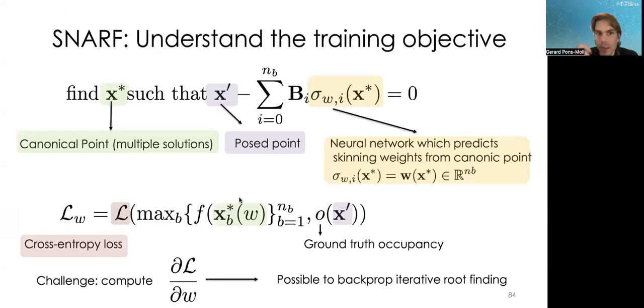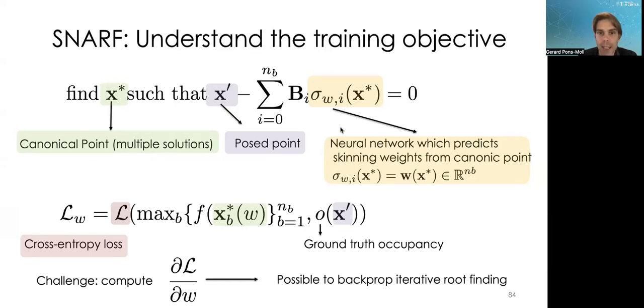So mathematically, you have the following relationship. Find x star such that x prime minus this post point, which is the sum over the parts and the skinning weights, which are predicted by the neural network sigma W, and i indexes the skinning weight of that part. Find x star such that this equation is true. x prime minus the skin point equals 0.